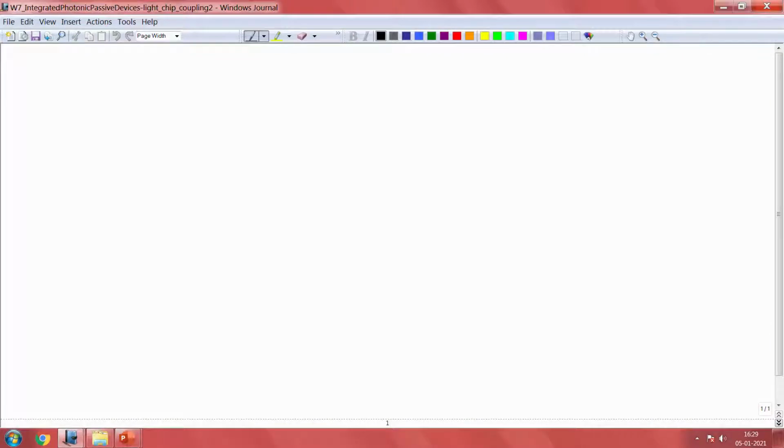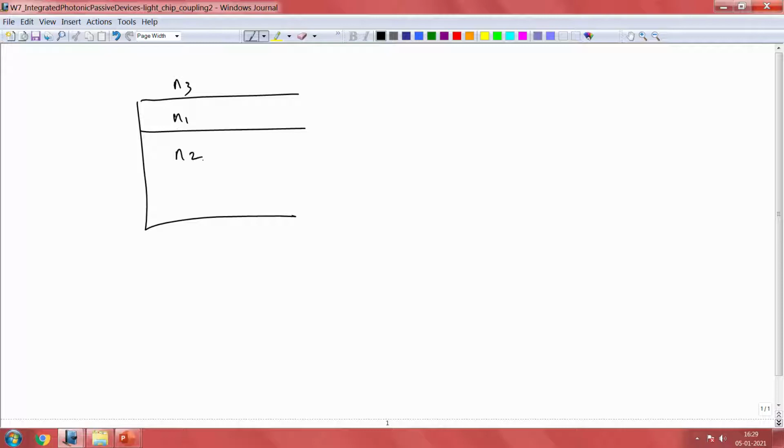So, we shall start with a very simple structure that we would like to couple light into. You can think of a system like this. You have N1, N3 and N2, let us say, and the light is propagating in this direction, and this is X. I want to put the light into the system. So, I can put a lens here and I can focus the light into this particular thin film.